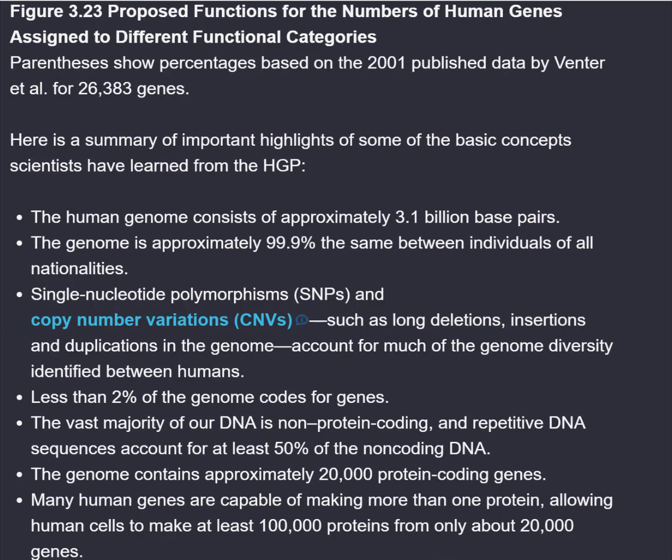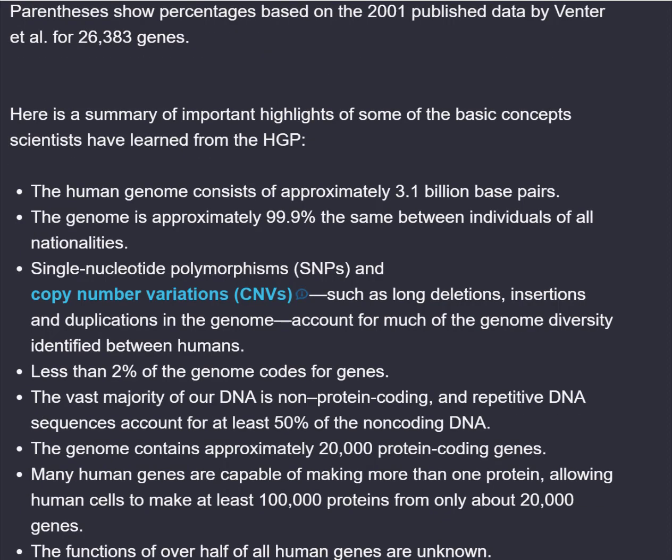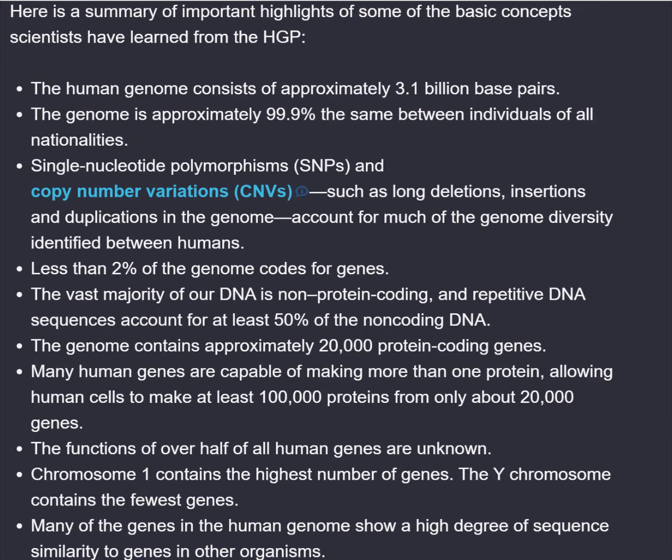Figure 3.23: Proposed functions for the numbers of human genes assigned to different functional categories. Parentheses show percentages based on the 2001 published data by Venter et al. for 26,383 genes. Here is a summary of important highlights of some of the basic concepts scientists have learned from the HGP.